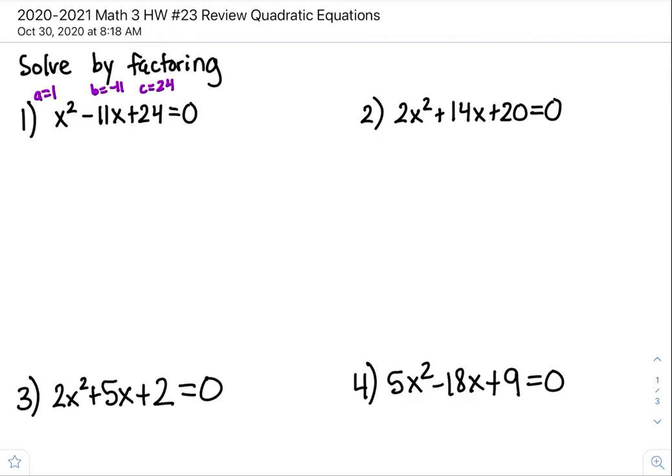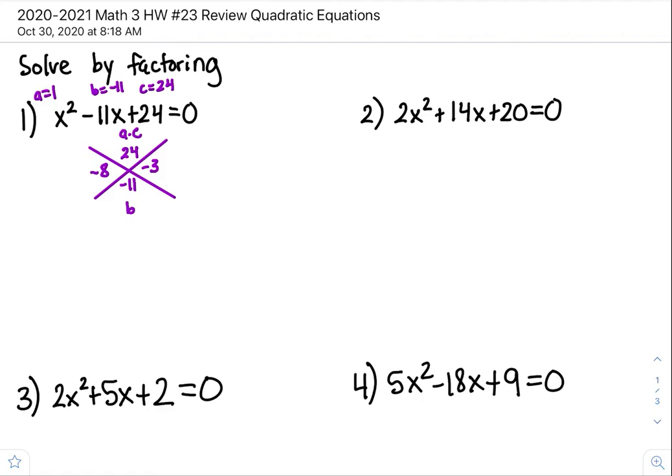Now, since a is equal to 1, this is a great place for you guys to do the x method. Remember, a times c is up top, and b is below. So, 1 times 24 is 24, and your b value is negative 11. What two numbers multiply to 24, but when you add them, give you negative 11? That is negative 8 and negative 3.